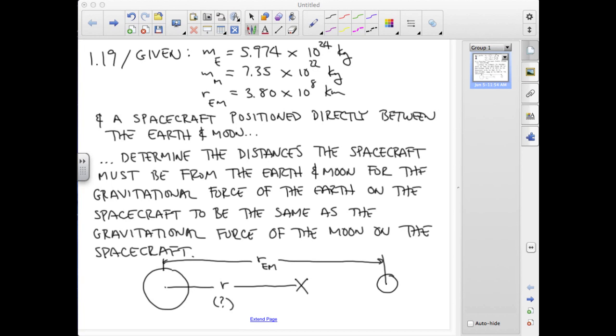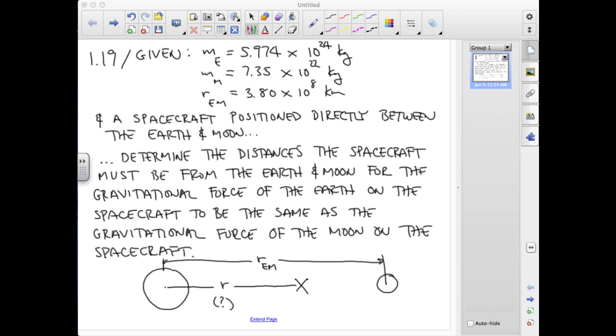Let's take a moment now to try solving one of the problems in the back of Chapter 1. The problem that I've selected here is problem 119, and we're given a number of parameters. We're given the mass of the Earth, the mass of the Moon, and the distance between the centers of the Earth and the Moon. We're also given that we're going to have a spacecraft that is positioned directly between the Earth and the Moon. So if we drew a line between the centers of the Earth and the Moon, we're going to position the spacecraft somewhere along that line.